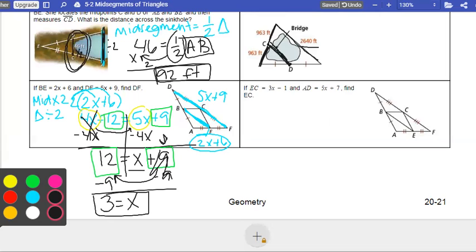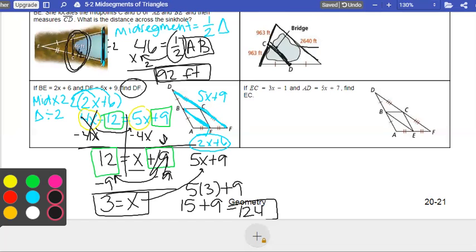So now if I go back up here and look, it says find DF. So is DF 3? No, DF was 5x plus 9. So now I know that x is 3, so I'm going to go plug it in. So 5 times 3 plus 9. 5 times 3 is 15. So 15 plus 9, we get 24. So my DF is equal to 24 units.